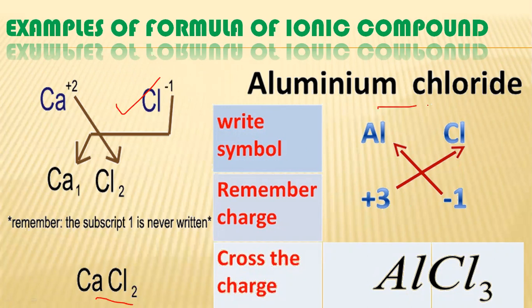If we write the formula of aluminium chloride, Al has +3 valency and Cl has -1 valency. When we crisscross, we write Al; Al comes with 1, so we don't mention the 1, and Cl3. So this is called aluminium chloride because chloride is the anion.